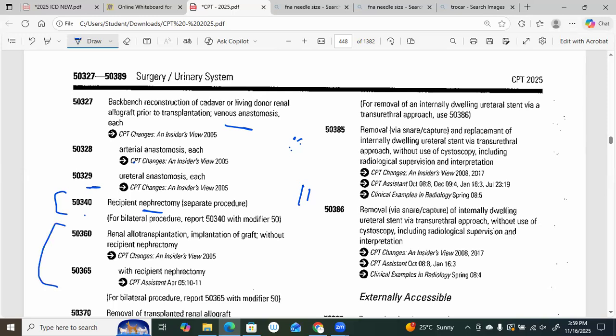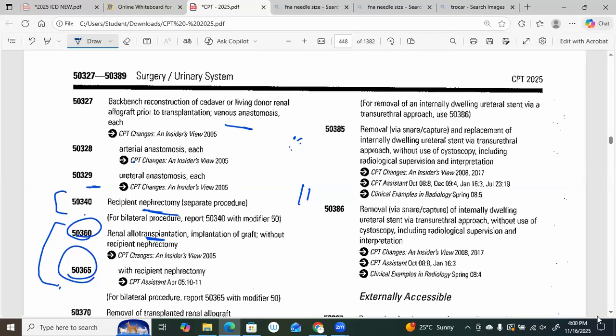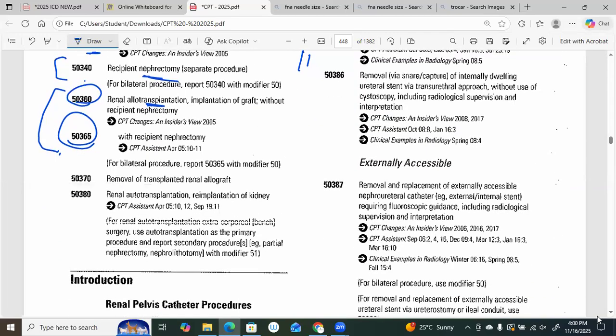Then we have 360 and 365. So at the same time, when we are removing the kidney, we are doing the allotransplantation. We are placing the kidney. Then we have to bill 50365. If we are just placing the kidney and we have already done the nephrectomy in the earlier phases, then we have to bill 50360. So these two codes are based on whether the transplantation has been done at the same time as the nephrectomy or whether the nephrectomy was performed prior to the transplantation. Now I'm moving to the next section.